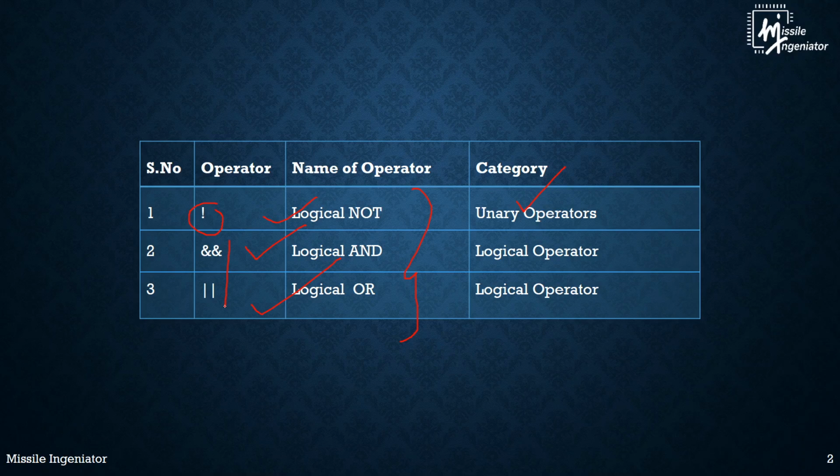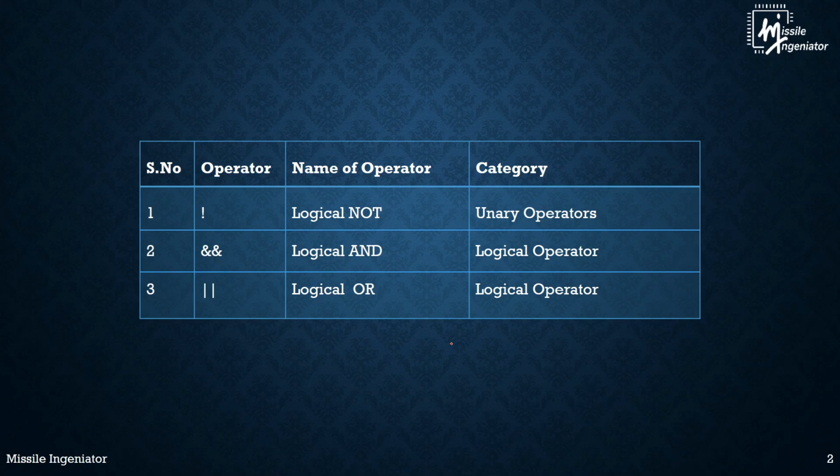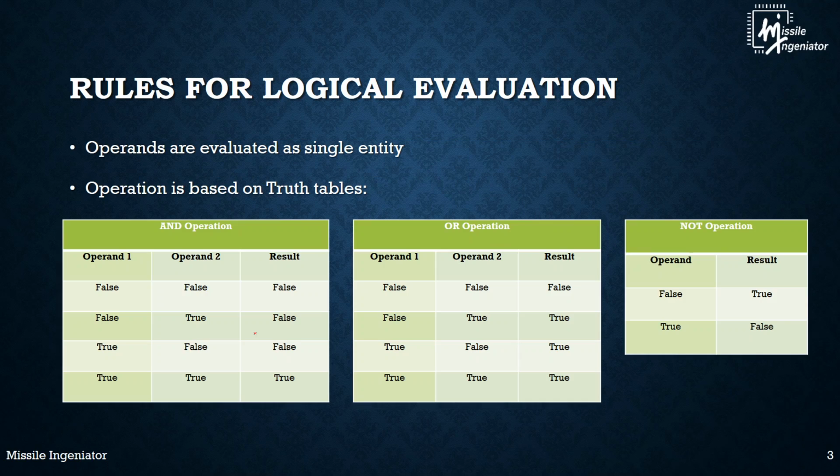That's because when you use two operands, say A and B, you use this operator to find logical AND between the two operands, and to find the OR operation you use this operator. These three operators work based on truth tables. These are the two tables, one for AND, one for OR, and this one is for NOT. Here the operands are considered as a single evaluated entity.